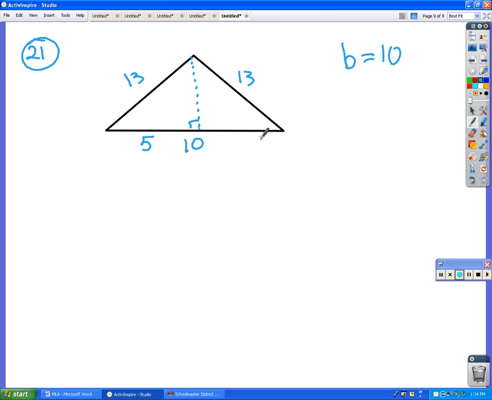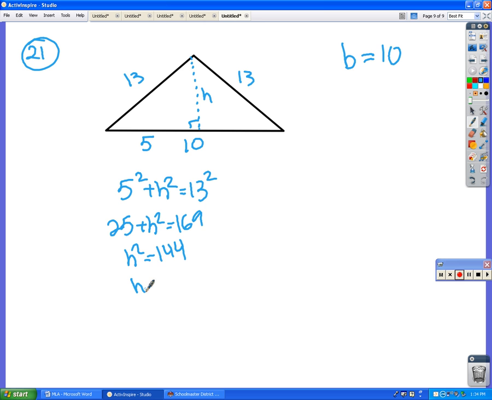Some of you might know this Pythagorean triple right off the top of your head. Nice. 5, 12, 13 is another one. Okay. If you don't know that Pythagorean triple, then you can just go 5 squared plus 8 squared equals 13 squared. Or 25 plus 8 squared equals 169. Subtract 25 from both sides and then take the square root. And you get what Dakota told us from the very beginning. 5, 12, 13 is one of the common Pythagorean triples, okay? So the base is 10 and the height is 12.